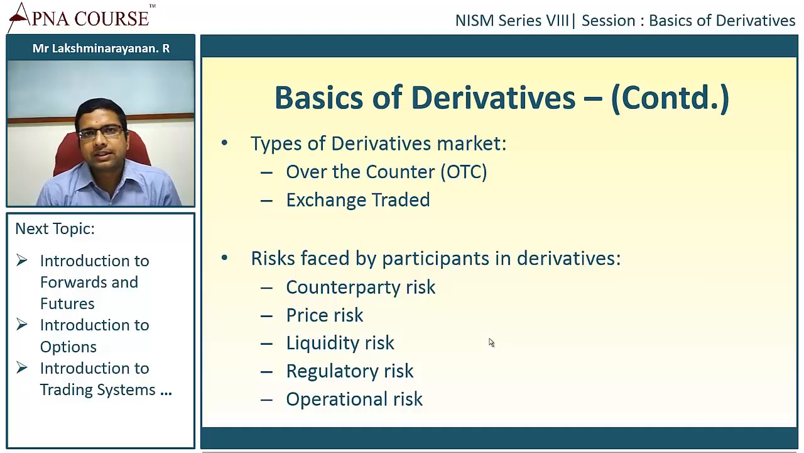Next is the regulatory risk. This risk basically talks about various changes made by the regulators, be it SEBI, RBI, or the Government of India, from time to time. These cannot be forecasted, but whenever there's a regulatory change brought into the system, it comes along with a risk. The last risk category is the operational risk.